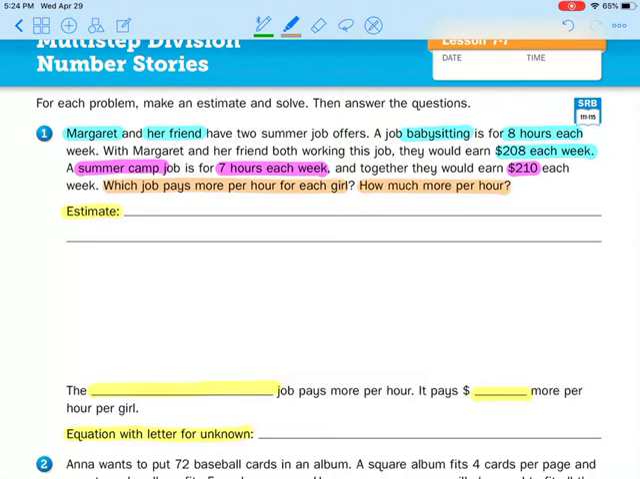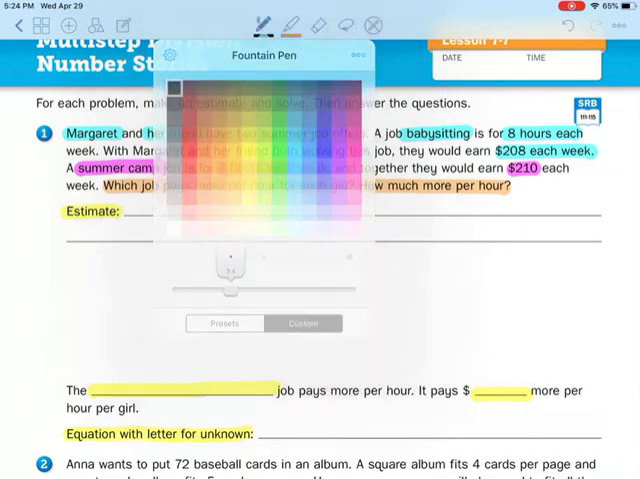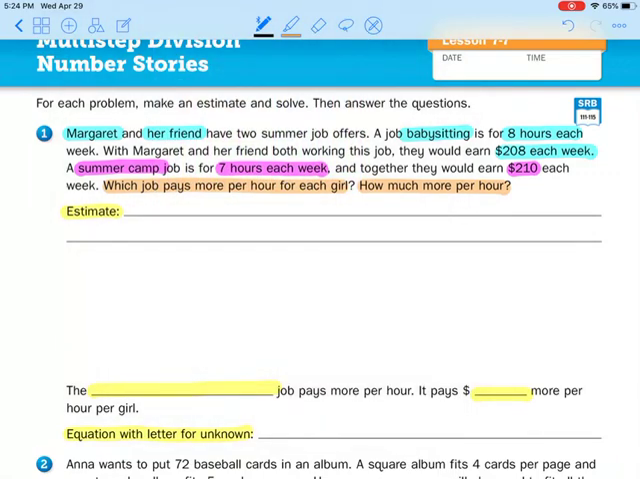So let's make some estimates. If I know that babysitting is $208 each week is how much the girls would make, I'm going to round that down to 200 because I can do that in my head. The girls together are going to make around $200. So how much would they make each of them? 200 divided by the 2 girls, so they would each make about $100 a week babysitting.